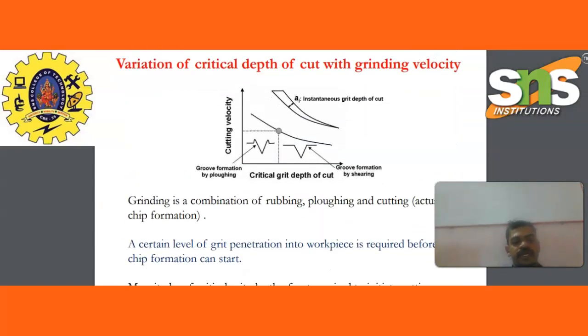Variation of critical depth of cut with grinding velocity. The instantaneous grit depth of cut. Groove formation by ploughing. Groove formation by shearing. These are the cutting velocity, critical grit depth.